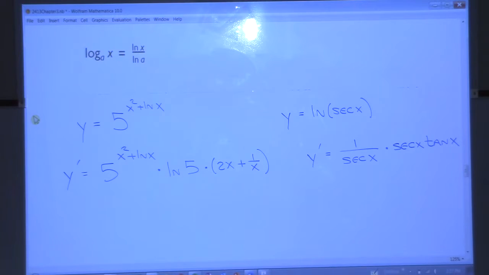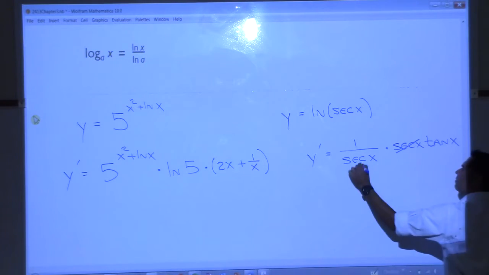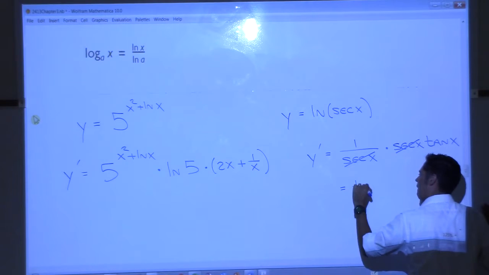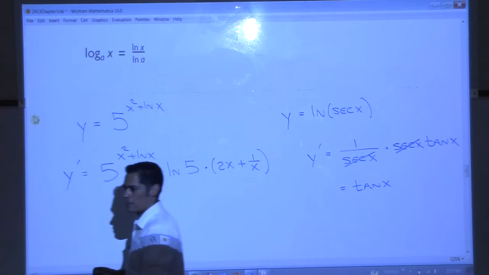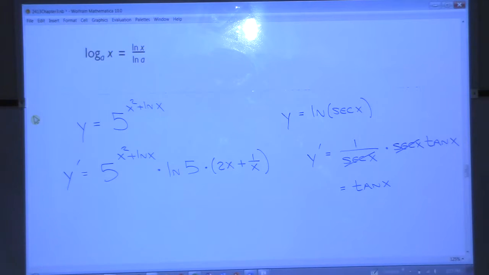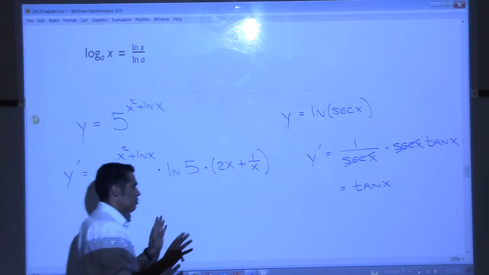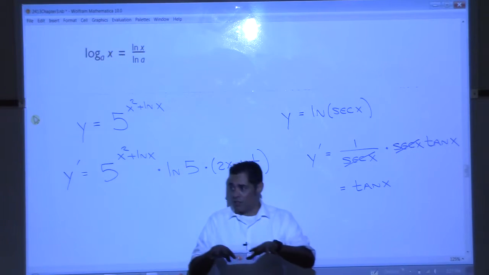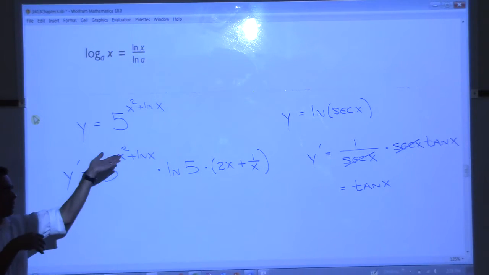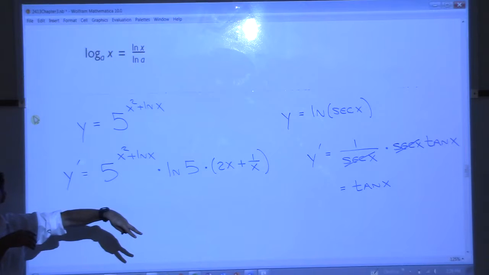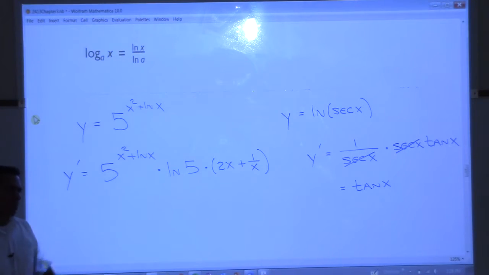Which is tangent x. Tangent x. Okay, so we've got to be careful here. The derivative of tangent x is secant squared x, yes? That's not what we just did. We took the derivative of something and it gave us tangent x. It's kind of weird, but that's what it is.